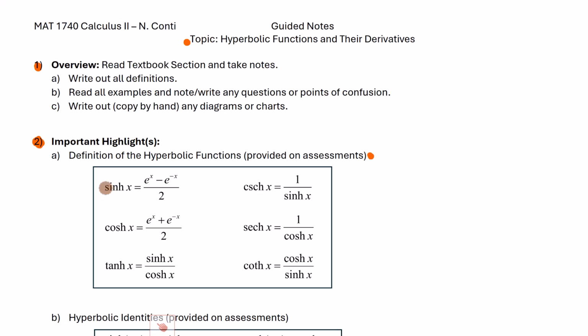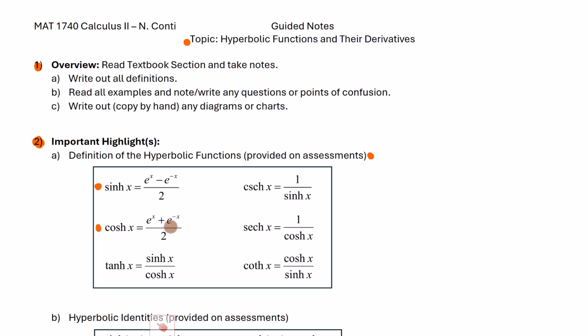So sine hyperbolic, typically denoted SINH, and sometimes pronounced informally as sinh, is equal to a fraction whose numerator is e to the x minus e to the negative x, and that's all over 2. Secondly, cosine hyperbolic, abbreviated COSH, sometimes pronounced informally as cosh of x, is a fraction whose numerator is e to the x plus e to the negative x all over 2. Those two foundational functions, sinh and cosh, will then help build the rest of them.